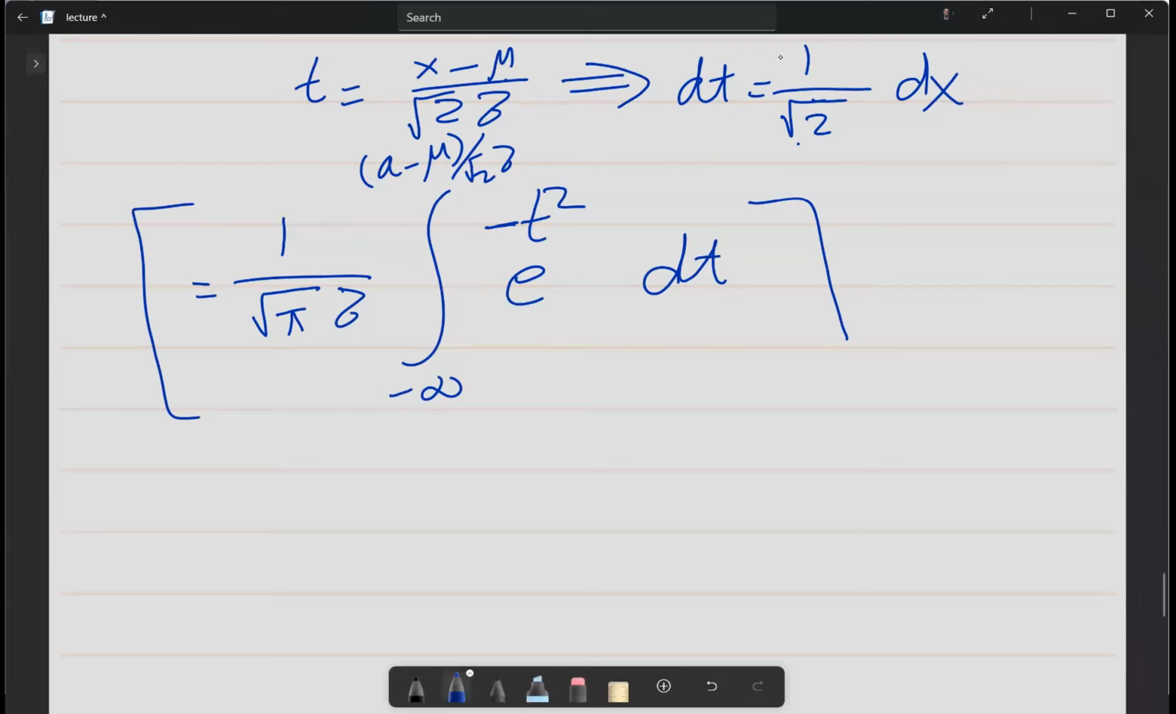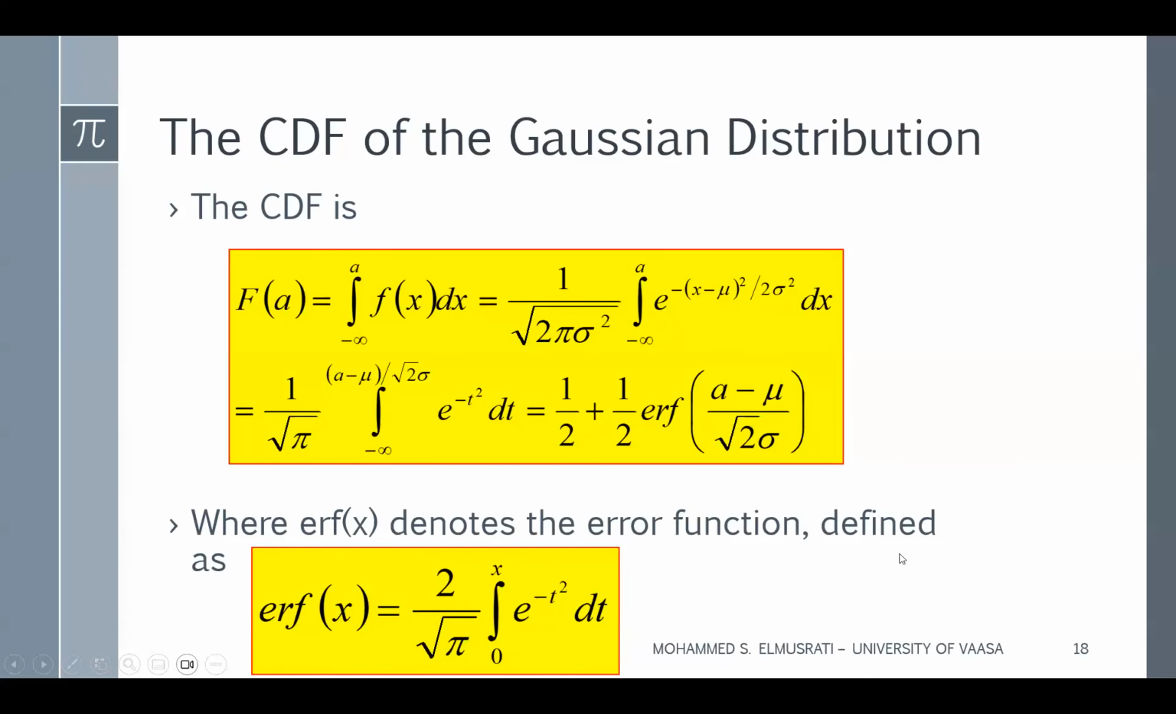Again, because we don't have a closed form representation of the form e to the power minus x squared. So if we go back to the slide, you can see here that it is the same as we did now. This is the shape, 1 divided by square root pi, e to the power minus t squared dt. And now we can take from minus infinity to 0, which is equal to half. Why is it equal to half? Again, because it is symmetric, and the mean here is equal to 0. So it means that from minus infinity to 0 is equal to half, plus half the error function of this value.